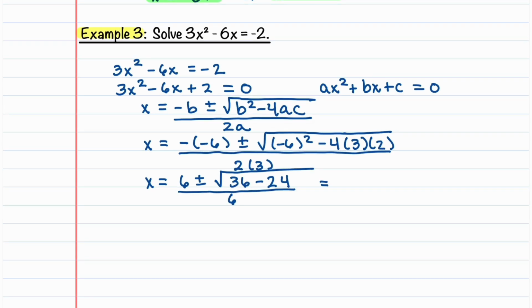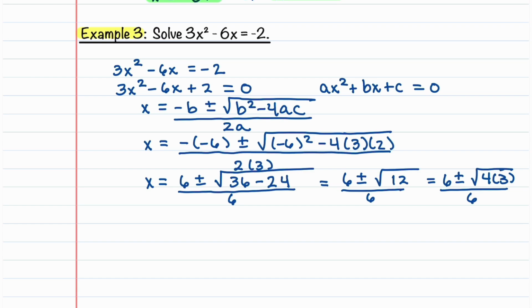Let's go ahead and simplify this on the right. So this becomes 6 plus or minus the square root of 36 minus 24, which is 12, again divided by 6. And then let's write the square root of 12 as the square root of 4 times 3, and that way we can factor out a 2. Our x is equal to 6 plus or minus 2 square root of 3, all divided by 6.